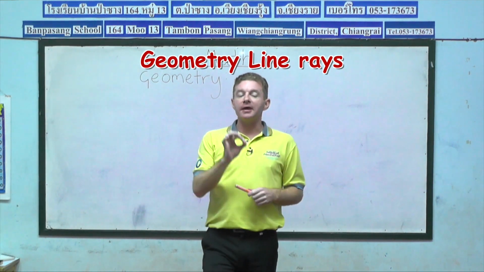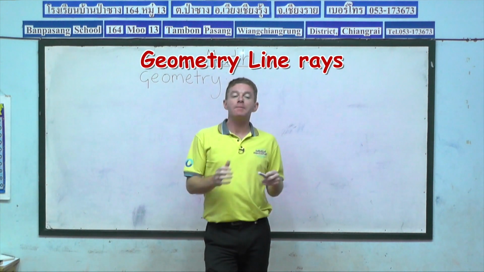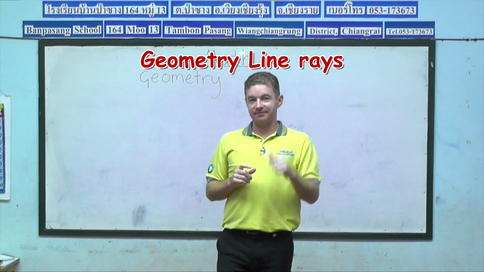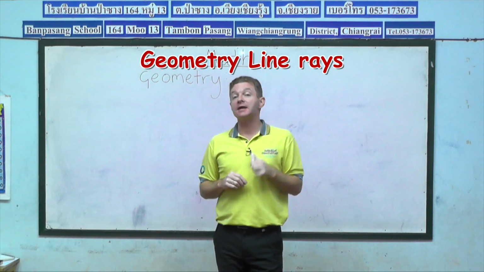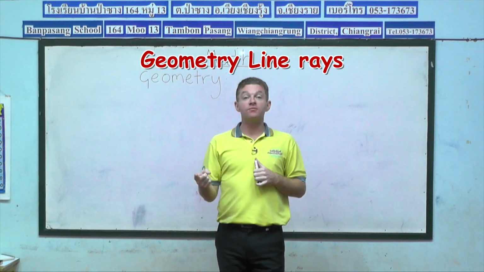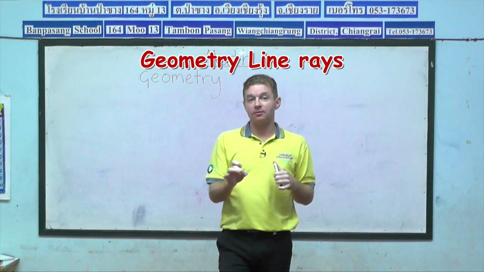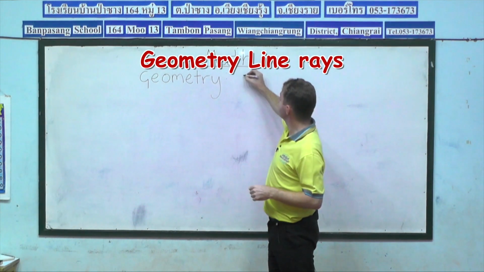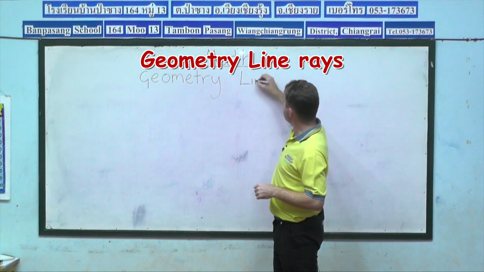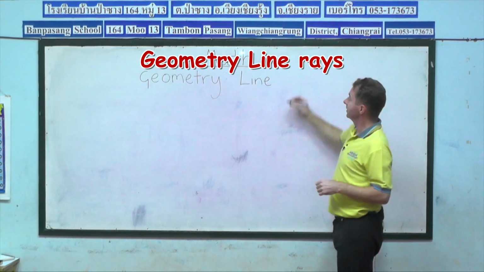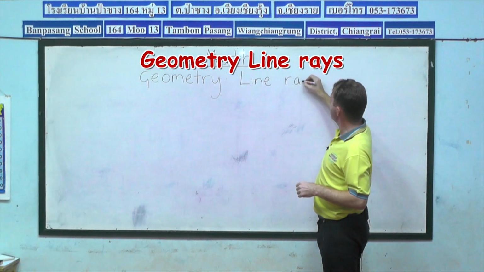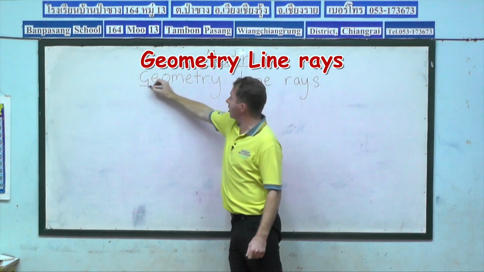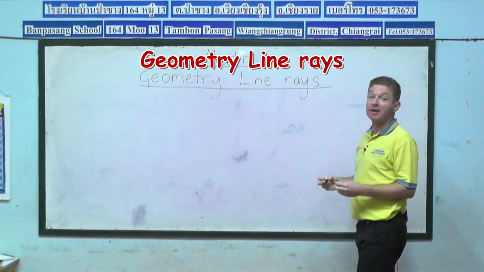But who can remember in our previous math lesson, what type of geometry were we learning about? Line rays. Excellent. First of all, we began learning about points. Then we moved on to lines and line segments. And now we're learning about line rays. So let's write that phrase on the board too. Line is L-I-N-E. And rays, R-A-Y-S. So all together, geometry, line rays.